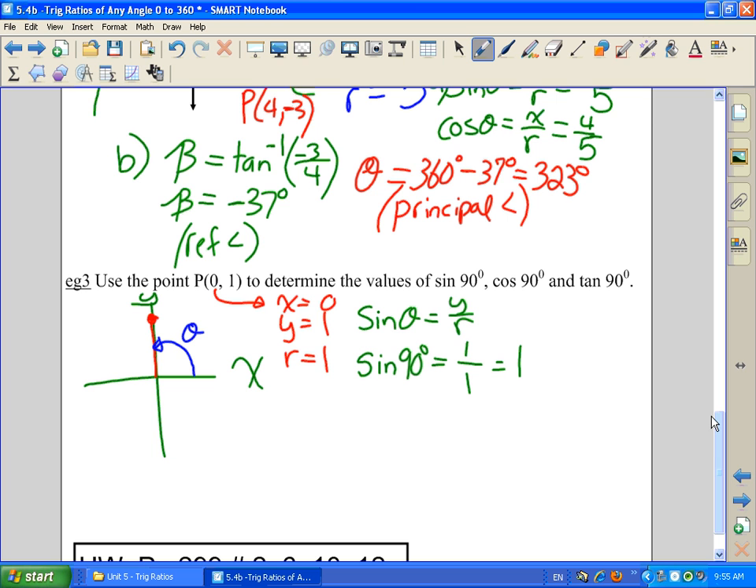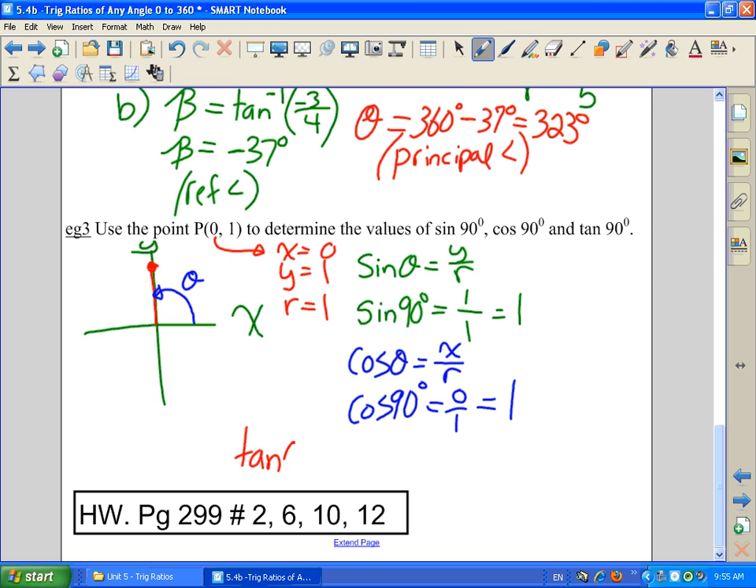Let's do the next one, cos. Cos theta equals x over r. Okay, sub in what we know, cos of 90 degrees equals, your x is 0 over 1. Plug that in your calculator, guys, and you will get that that value equals 0. The last one is tricky. Let's take a look at it.